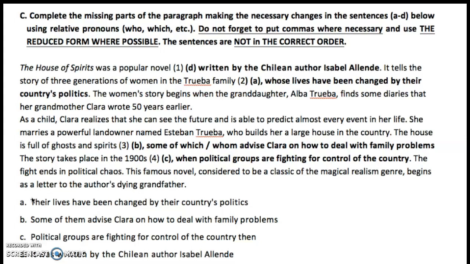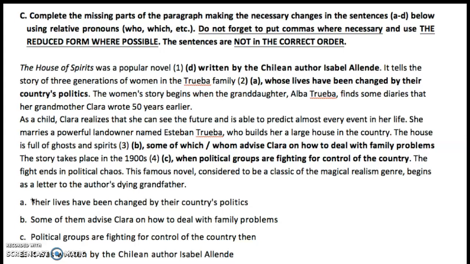Number 2. Here we understand that the story is about the lives of 3 generations of women. In other words, life belongs to these women and they possess it. So we should use whose as a relative adjective to state this possession. Remember, whose is always followed by a noun.